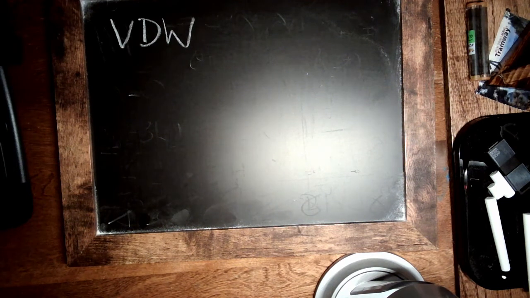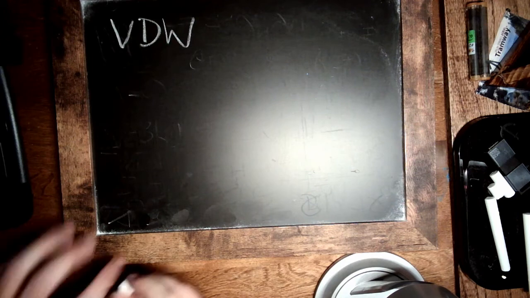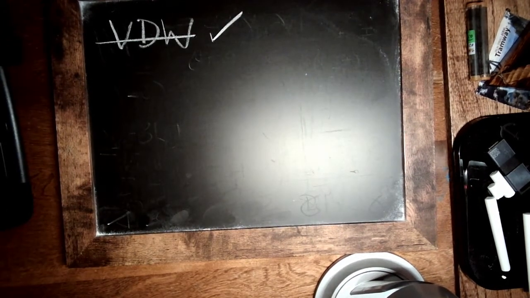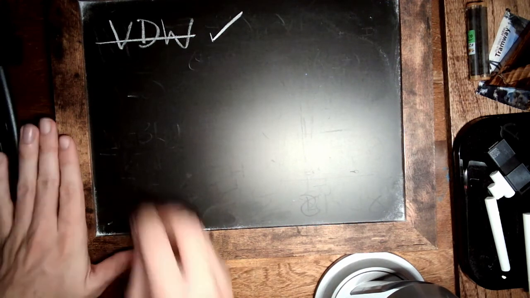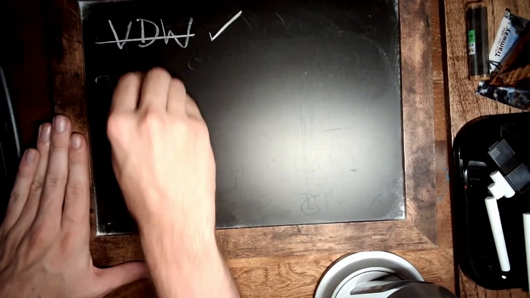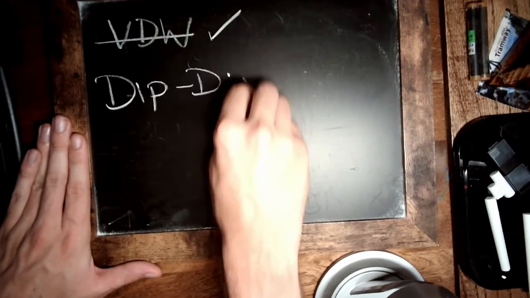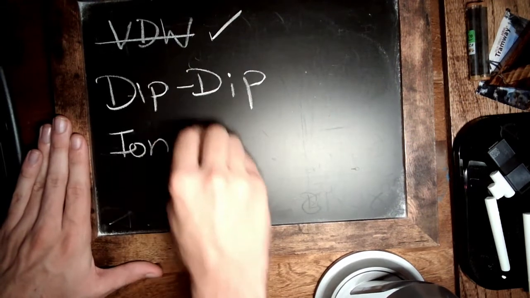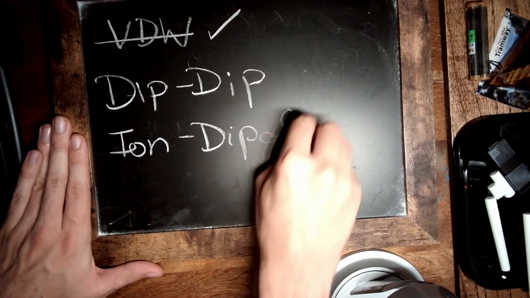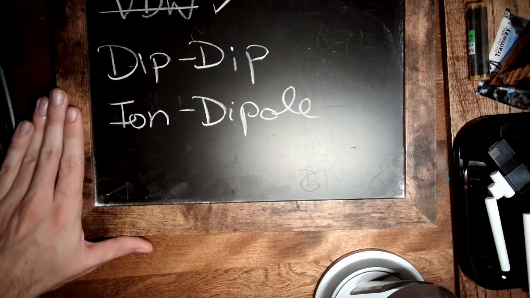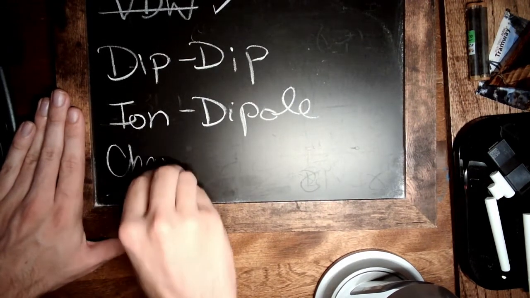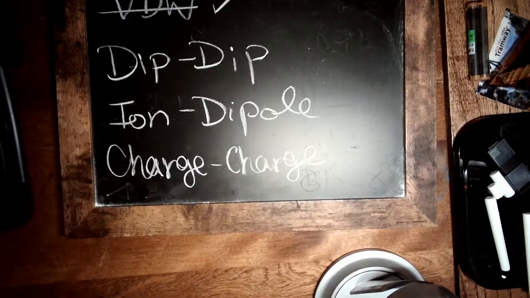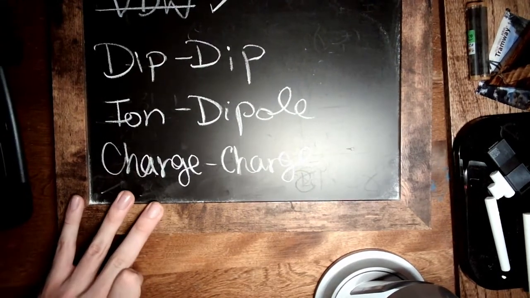Okay, welcome in. So what we're going to do today is, first of all, cross van der Waals off the list. I think we've discussed that enough. And we're going to consider dipole-dipole interactions for relatively strong dipoles. We're going to consider ion-dipole interactions, and then we're going to wrap up with full charge-on-charge interactions. Stay tuned.